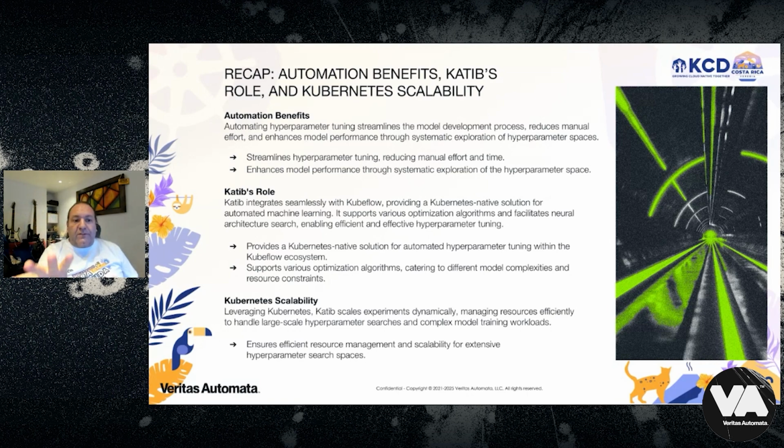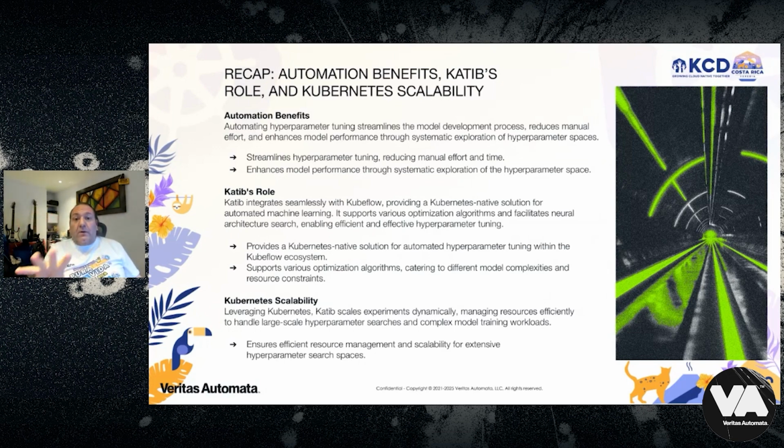We talk about all of these things, but remember and retake as keys the benefits of having automation of something that is not a science like hyperparameter tuning, that is just attempts. You have to try and try and try. And if you do it manually, it will be terrible. If you reduce the manual effort and enhance model performance through systematic exploration of hyperparameter spaces, then you will choose Katib because it's doing exactly that specific activity.